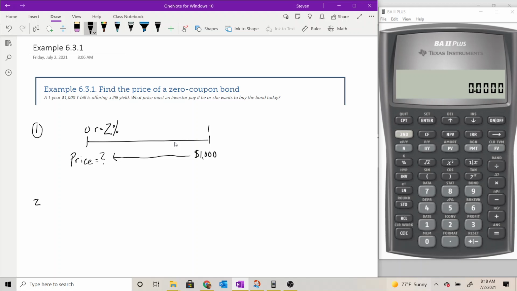Step 2 is to figure out what type of cash flow we're looking at. We've got a single payment at the end of the timeline that we want to discount back to present value. We're dealing with a lump sum.